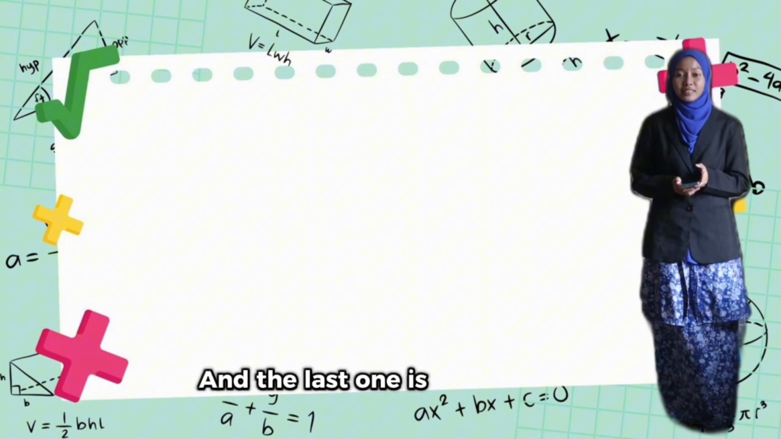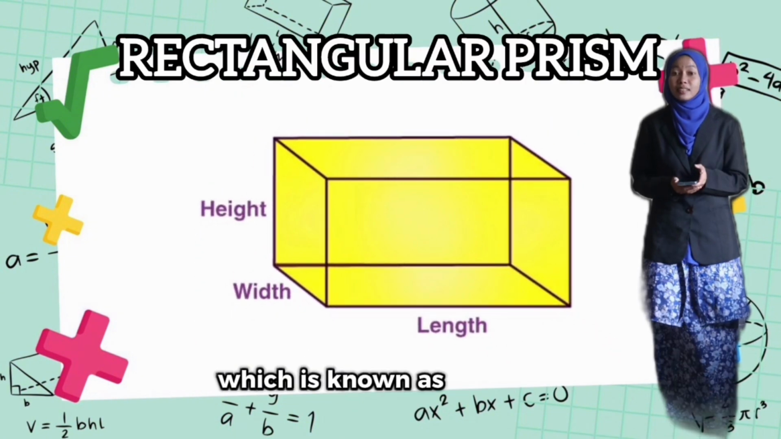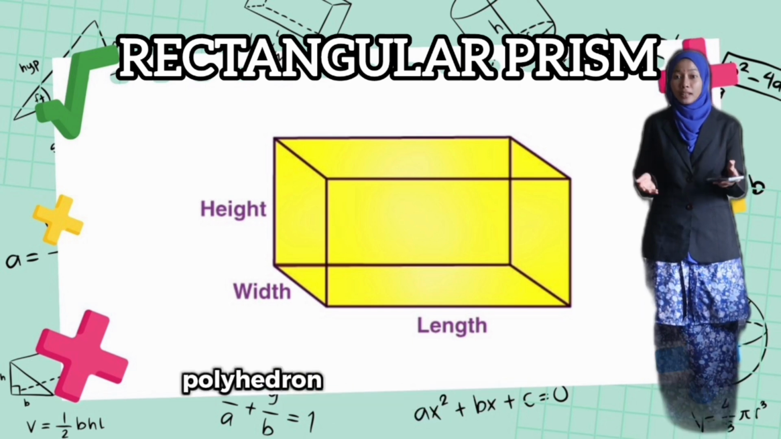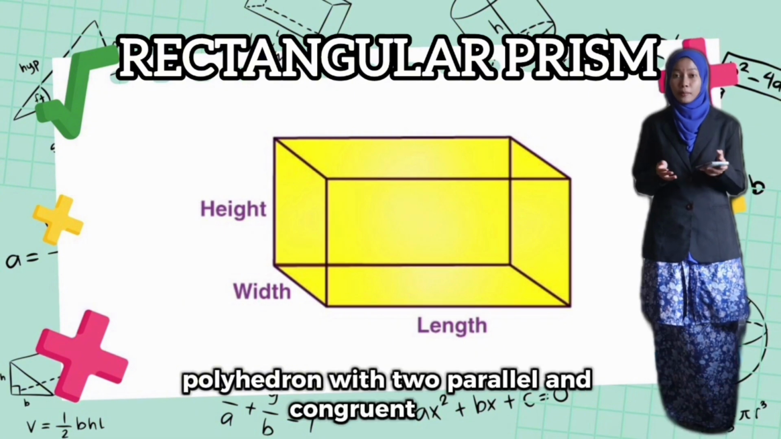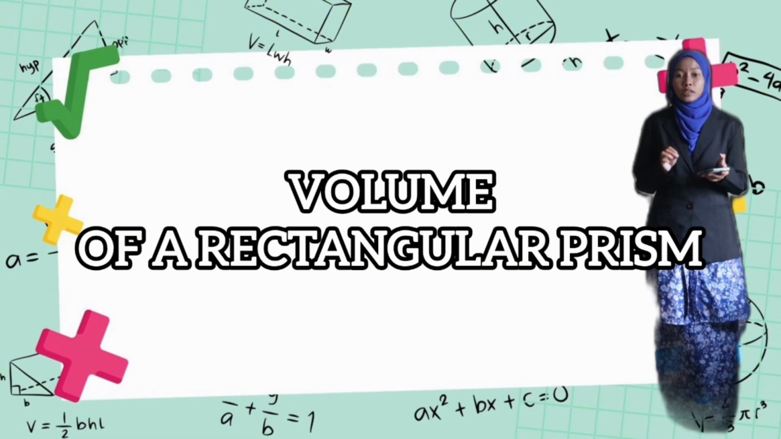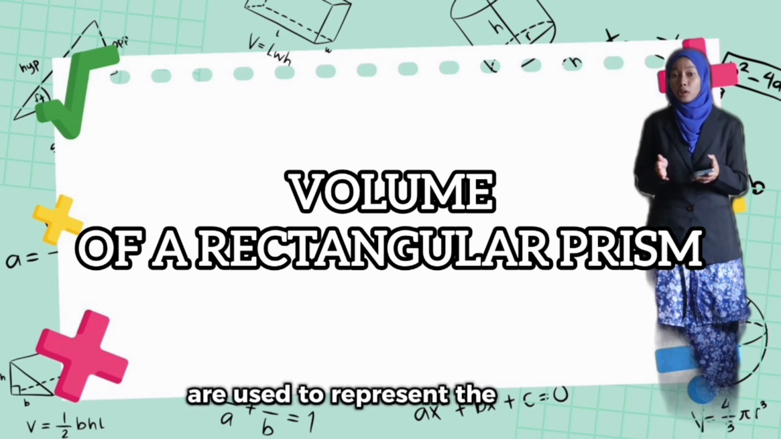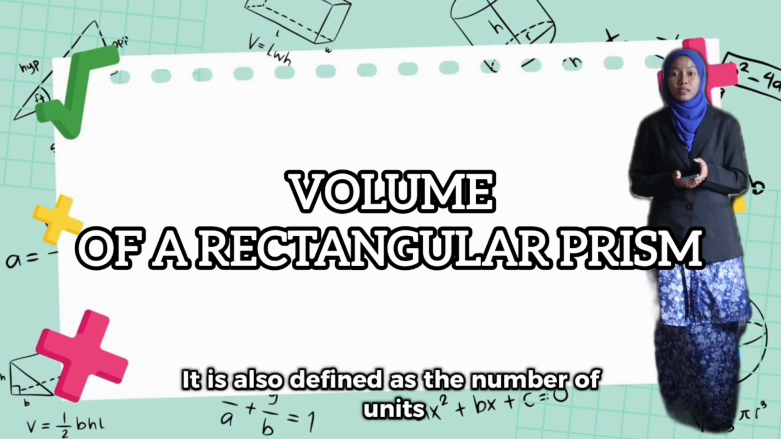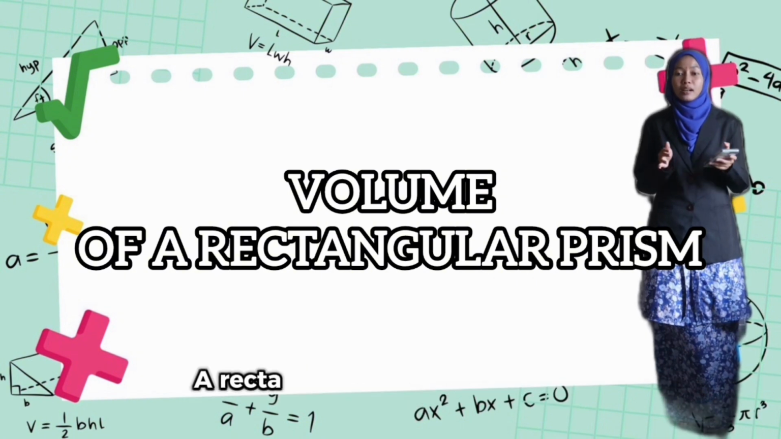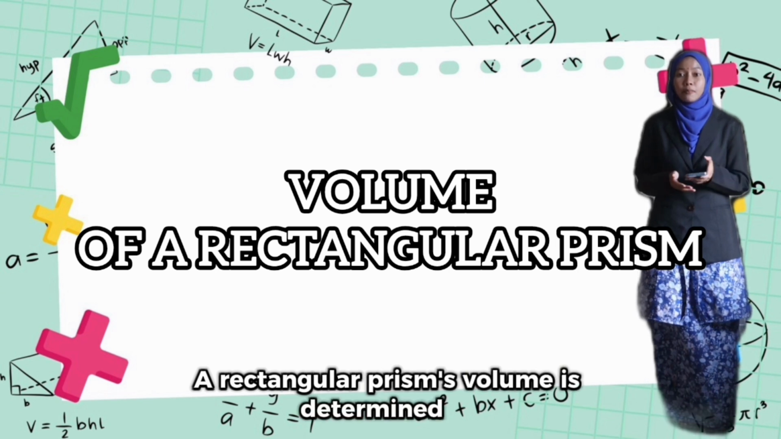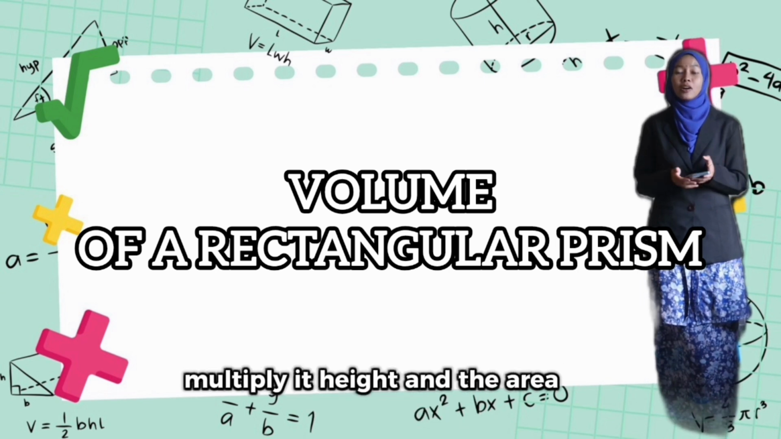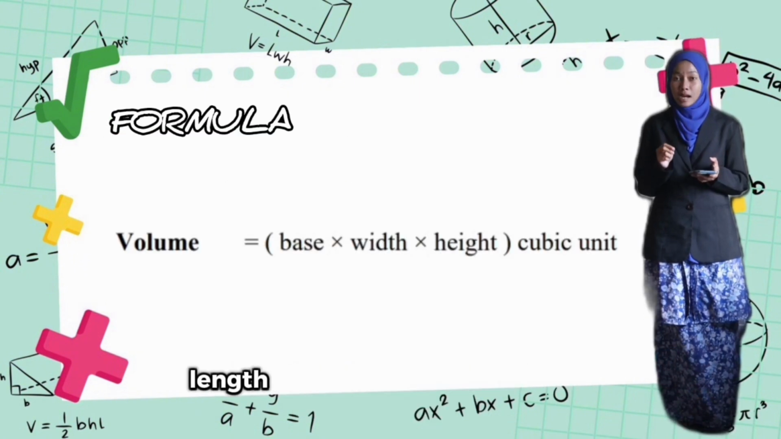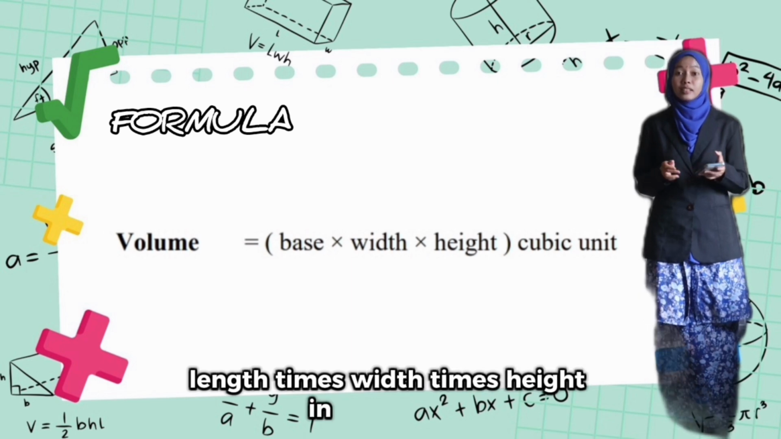And the last one is rectangular prism, which is sometimes known as a cuboid because of its shape. Rectangular prisms are polyhedrons with two parallel and congruent bases. To calculate the volume, cubic units are used to represent the volume of a rectangular prism. It is also defined as the number of units used to fill the rectangular prism. A rectangular prism's volume is determined by multiplying its height and the area of its base. The volume of a rectangular prism equals length times width times height in cubic units.